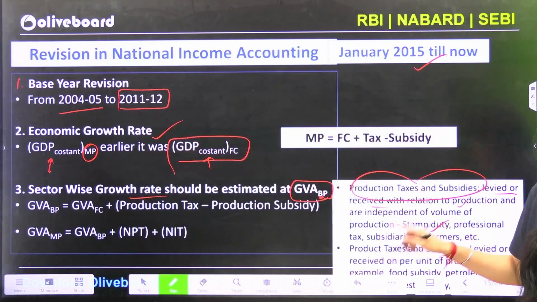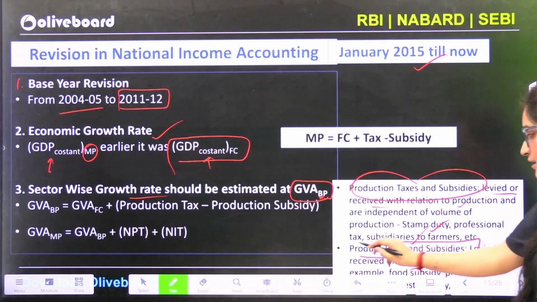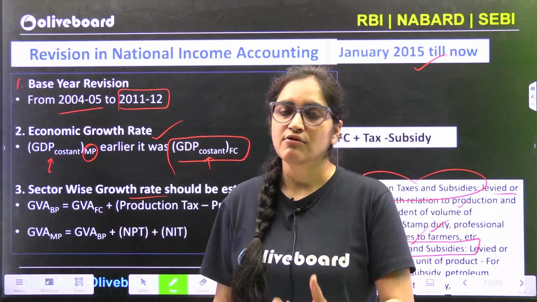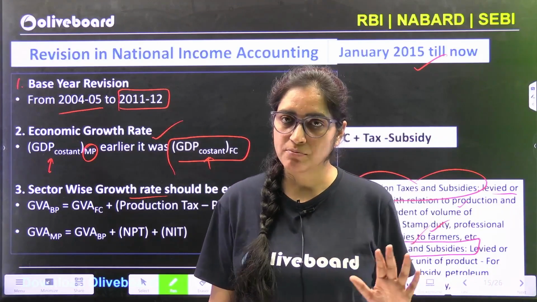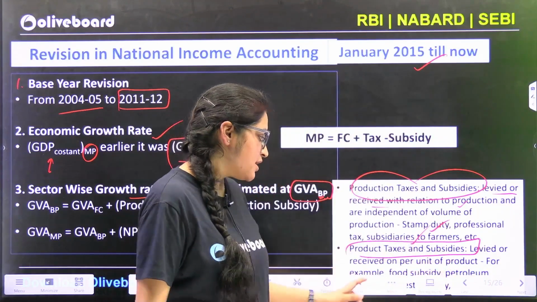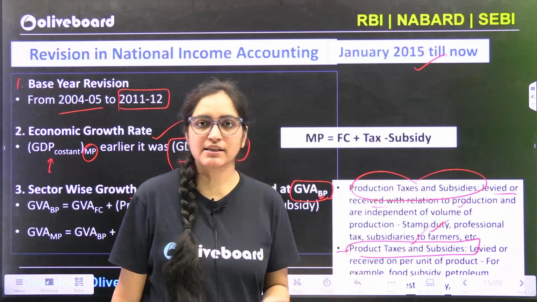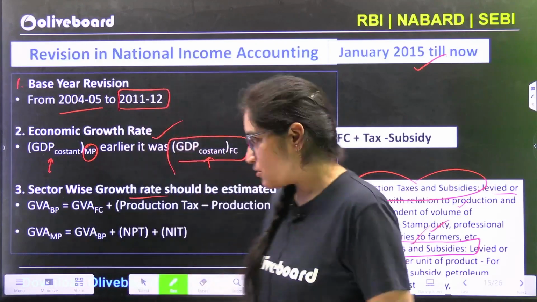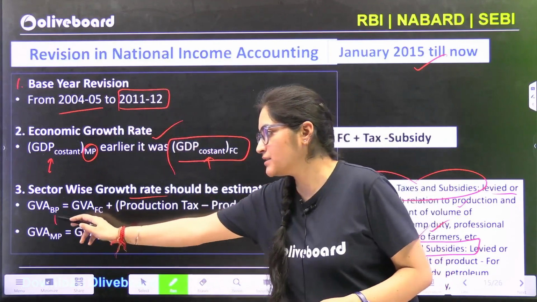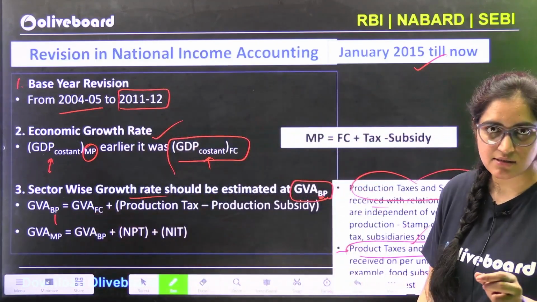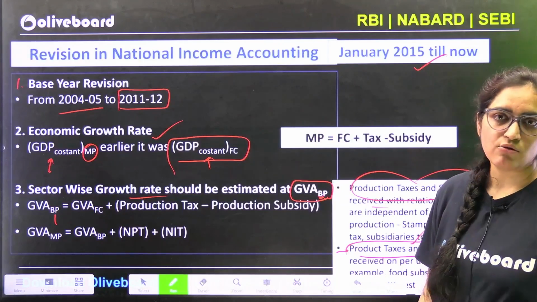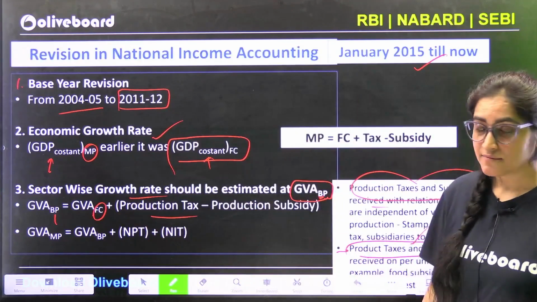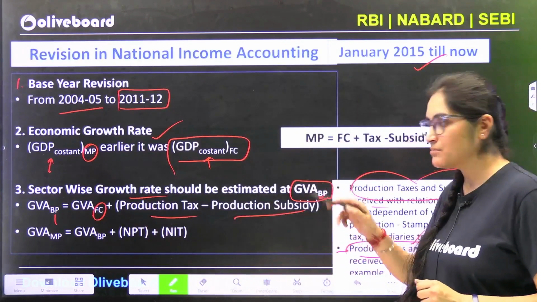On the contrary, when I say product taxes and product subsidies, that is in relation to the goods and services produced. I hope that's clear to you all. So the subsidy that the farmers get on fertilizer is a product-based subsidy. But when I am talking about GVA at basic prices, what I am going to do is, at factor cost, I will add production tax and I will subtract production subsidy.